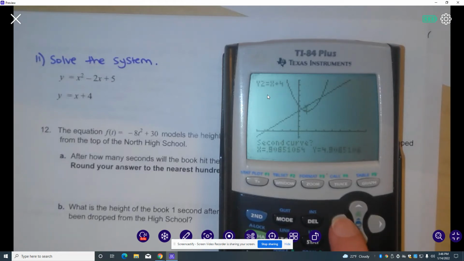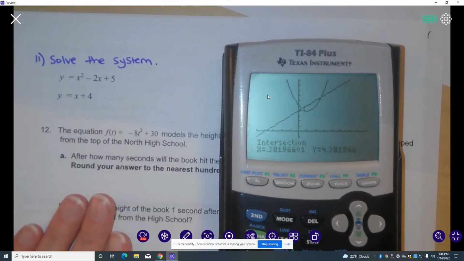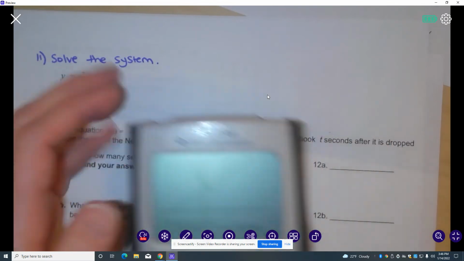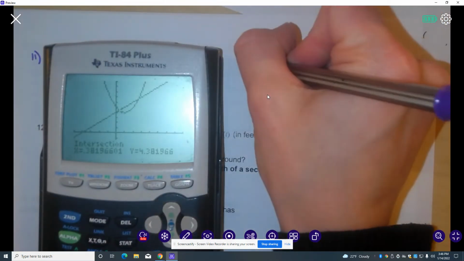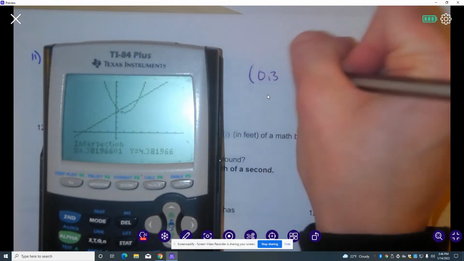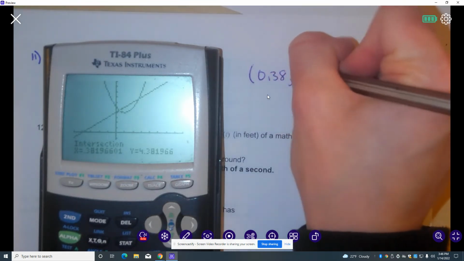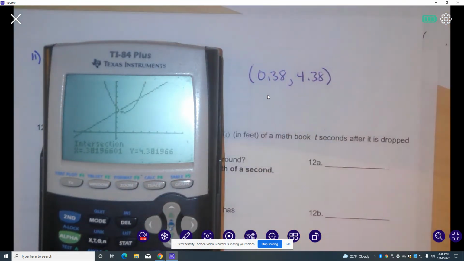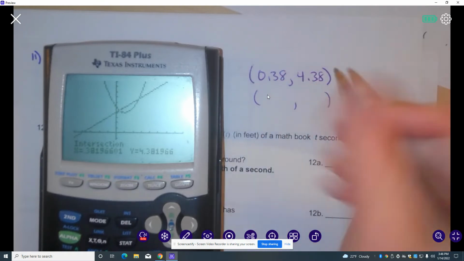Then it's on the second curve, it's on the line. I'm going to move it a little closer to that intersection point and hit enter, and then enter one more time. Okay. And now that point is one of my solutions. So I need both the x and the y coordinates. So one of my solutions is 0.38, 4.38. Okay. Now I need that other intersection point.